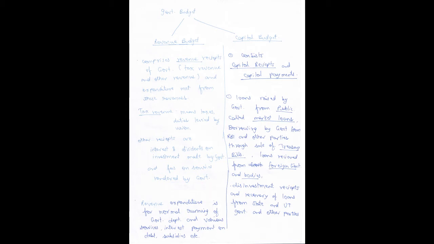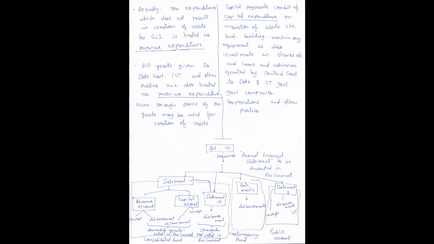What are tax revenues? Means taxes and duties levied by the central government. What are other receipts? These are interest and dividends on the investments made by the government, and fees on the services charged by the government. Revenue expenditure is for the normal running of government departments and various services, interest payments on debt previously taken, and subsidies given. Broadly, the expenditure which does not result in creation of assets for the Government of India is treated as revenue expenditure.